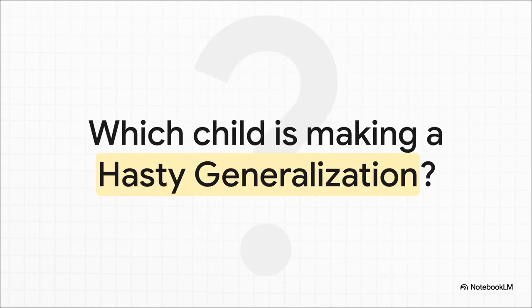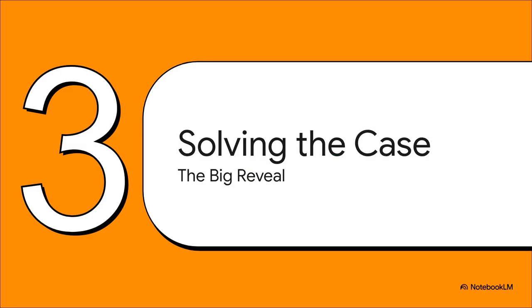All right, so the evidence is officially on the table. Which child is committing the hasty generalization? Based on what we now know about drawing universal rules from insufficient data, who is the one jumping to conclusions? I'm going to pause for just a second so you can lock in your guess. Got it? Okay, part three, solving the case. It is time for the big reveal.